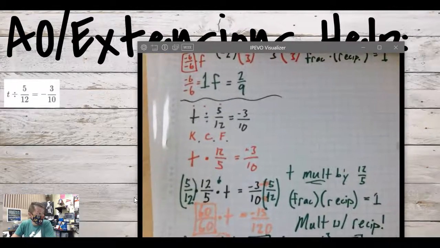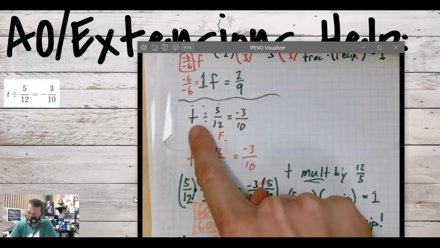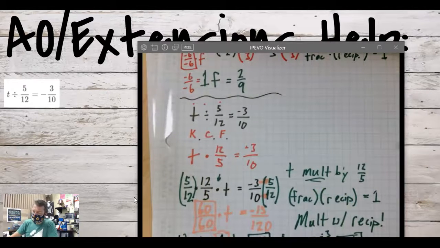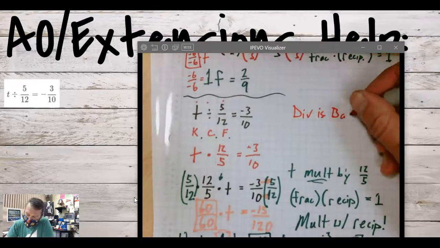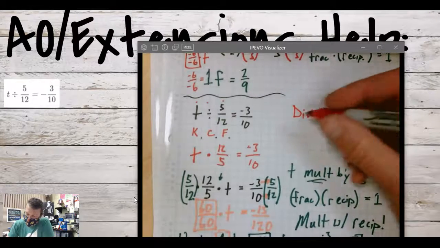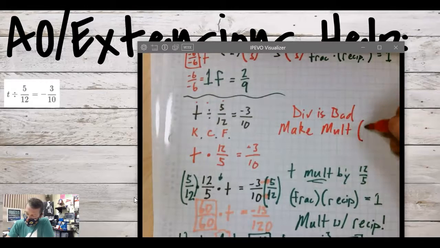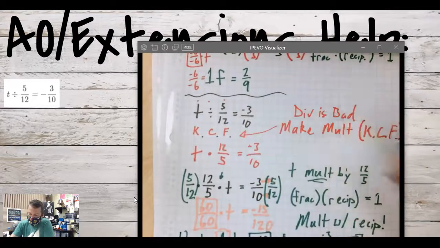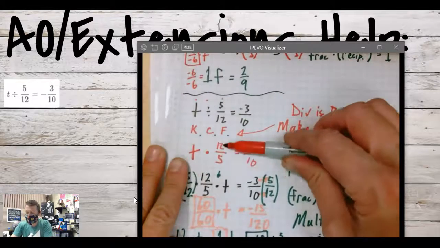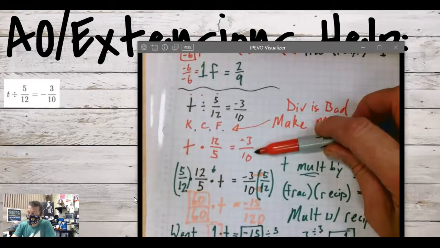But again, just to review what we did, and I'm going to send you this video after it uploads. We started with a variable divided by a fraction. We don't like division, or at least division by a fraction. So we make it multiplication by doing keep, change, flip. That's how we make things into multiplication. The 5/12 flipped over to become 12/5. Divide became multiply. The right side stayed the same.